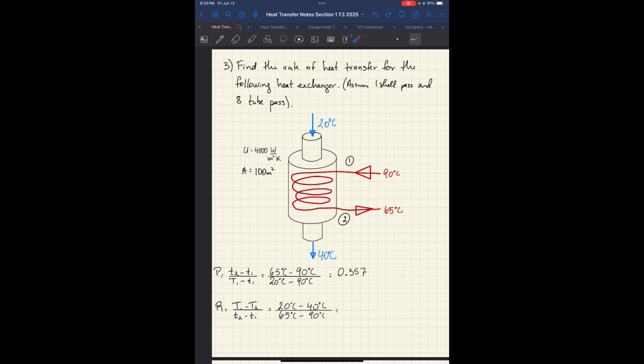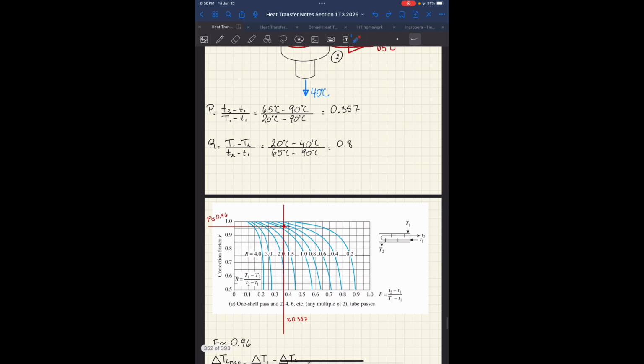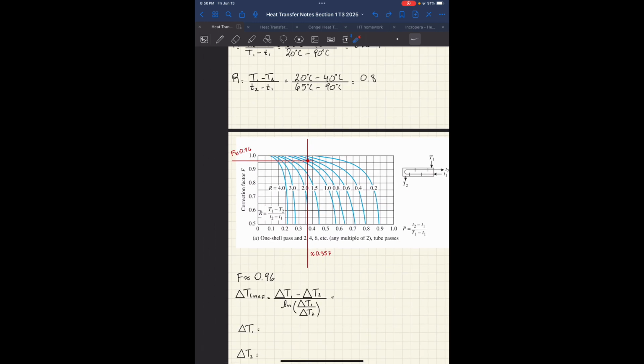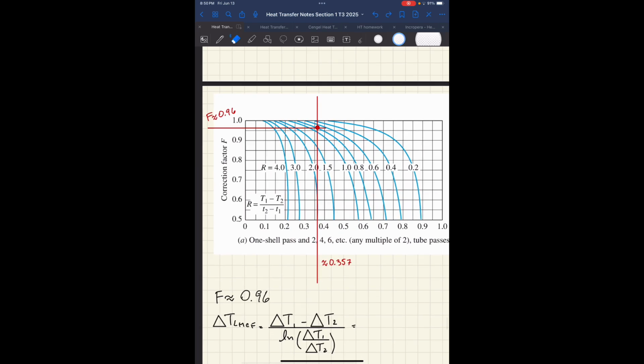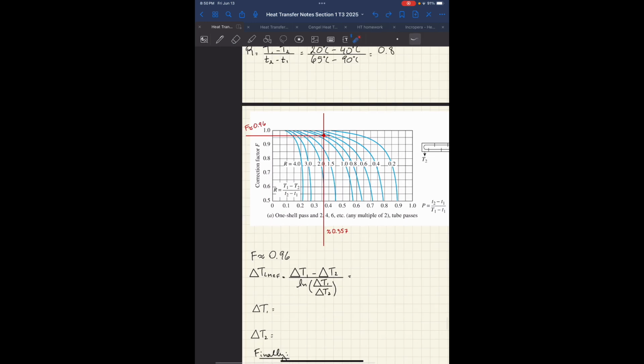Do a similar thing for R to find which curve to look at, and we're seeing that it's the curve labeled 0.8. If we go down here and we look at 0.8, and then we see where 0.357 crosses with it, it looks something like this. Again, this is all estimated. Here's your 0.8. 0.357 is close to 0.36, so it's something here.